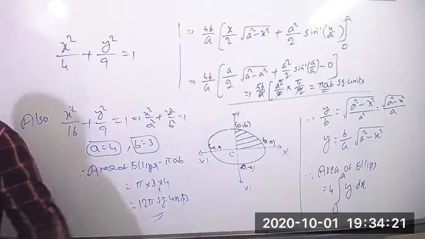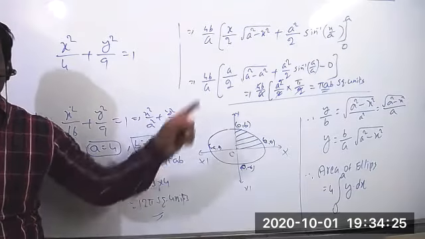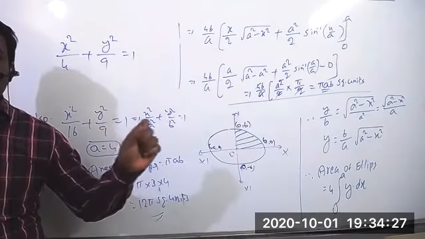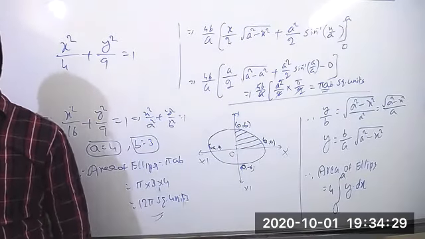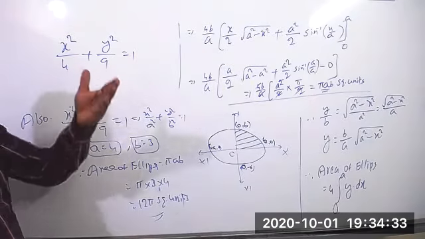6 pi square units, that is the answer we got. But don't apply that directly; we have to write the procedure step by step in the examination. Clearly write it. First give the equation.